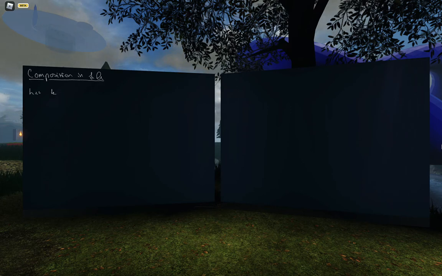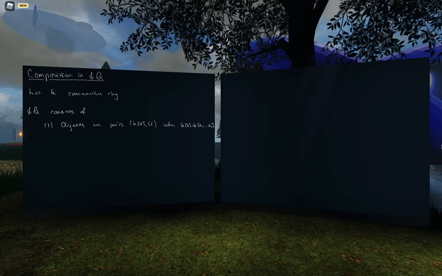Okay, so let K be a commutative ring. And so recall that LG has the following data. So the objects of LG consist of pairs K[X] and U, where K[X] is a polynomial ring in possibly more than one variable, and U is a polynomial, specifically a potential, which means that it satisfies the following conditions.